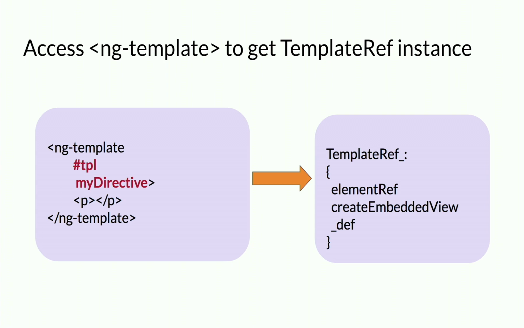using dependency injection. So when we access TemplateRef, we get an instance which is actually of the type TemplateRef underscore, which is a class that implements TemplateRef and has private properties that actually keep the nodes that are declared within the embedded view. So how does ng template get its data?